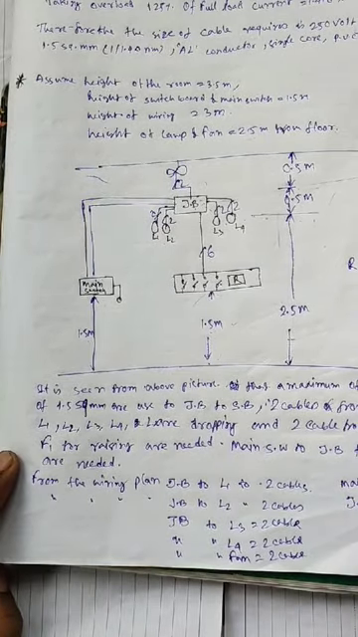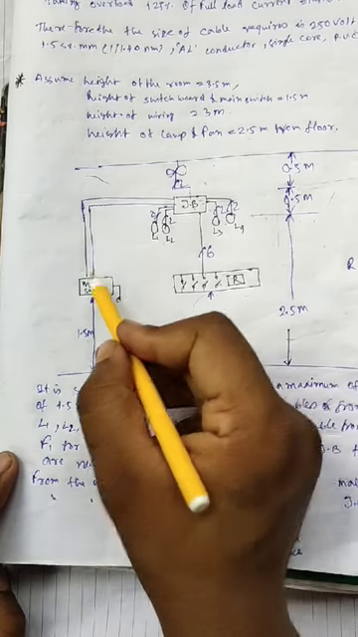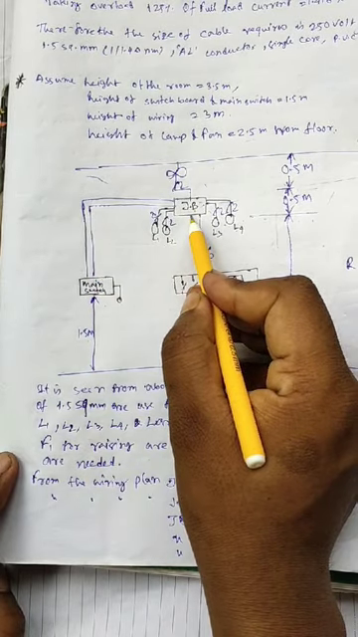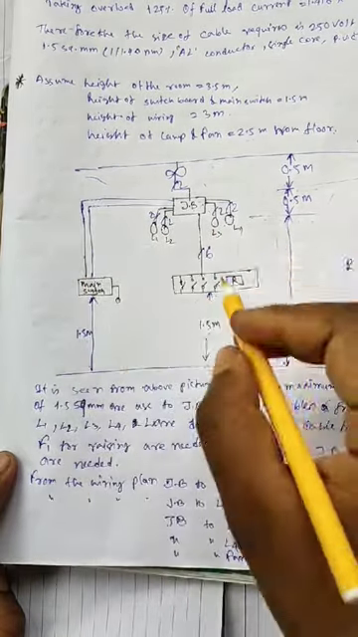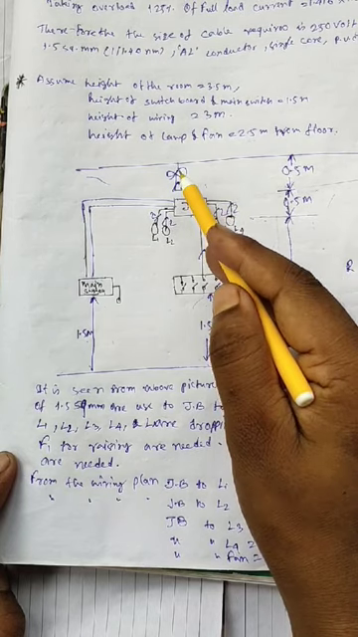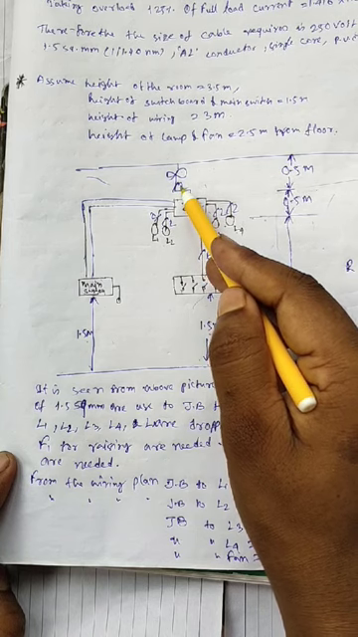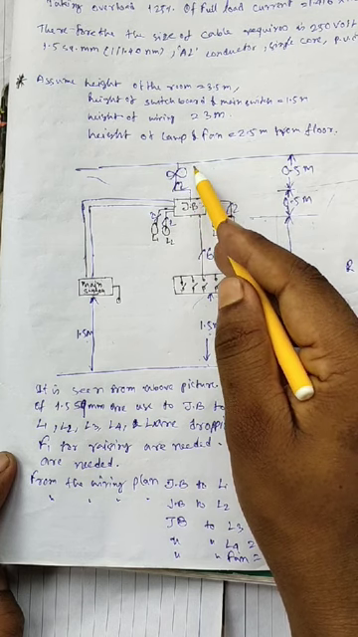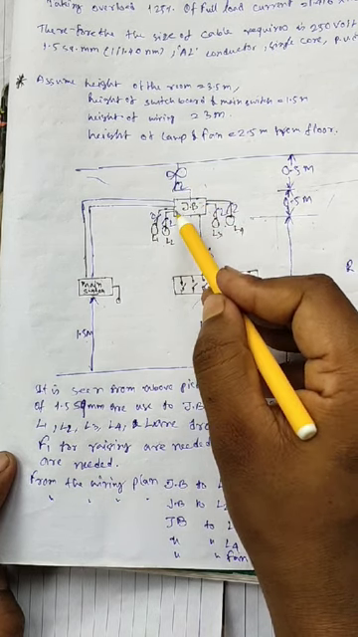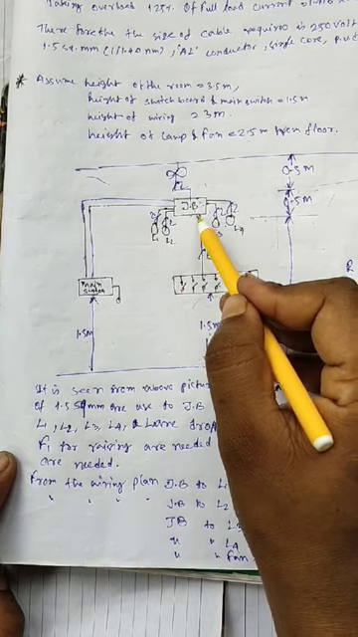Then we also see how many cables are used for each load. First of all, from the main switch to the junction box, how many cables are used? There are only two cables, one phase and one neutral. Junction box to fan, how many wires are used? Only two cables, one neutral, one phase. You can also use one earthing. For lamp 1, lamp 2, lamp 3, lamp 4, two cables are used per load.